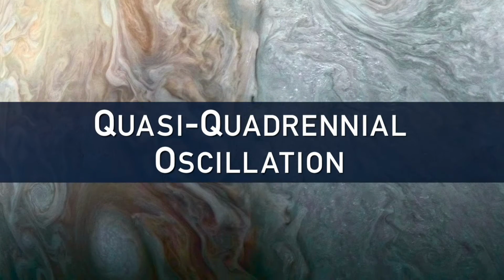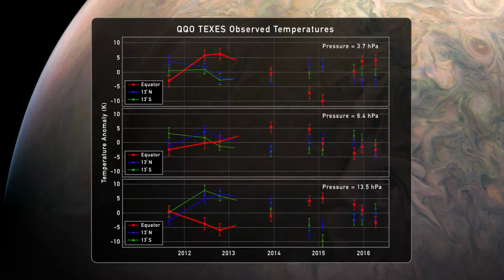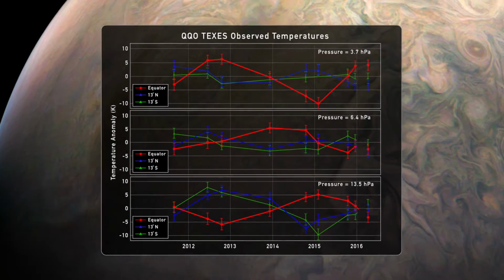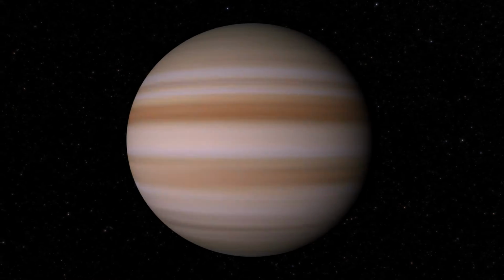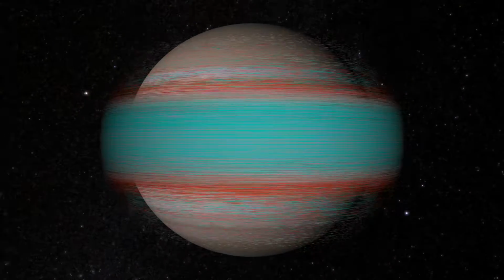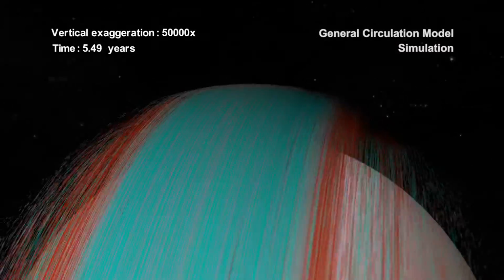The quasi-quadrennial oscillation in Jupiter's stratosphere is a temperature signal that we see in the equator, where we see the temperature get warmer and cooler approximately every 4 Earth years. We used a general circulation model where we focused on simulating the effects of small-scale waves produced from convection in Jupiter's equatorial region to simulate the QQO.